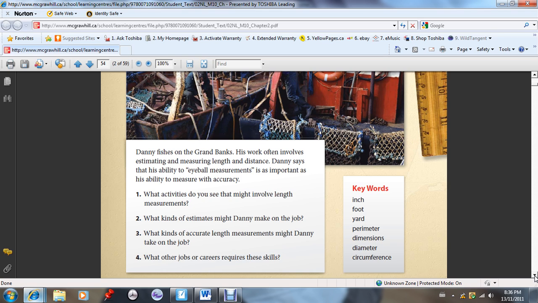What kinds of accurate length measurements might Danny take on the job? Well, I'm telling you right now, he needs to know how deep the ocean is. Why? Well, actually, what do they use? They use depth sounders, they're called.